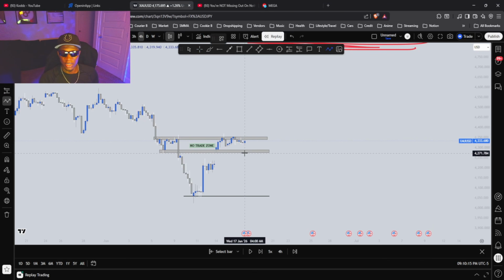So all I did was wait for an indication, a correction, and a continuation. An indication, correction, swing low, swing high, swing low, swing high, the same thing, tongue twister.